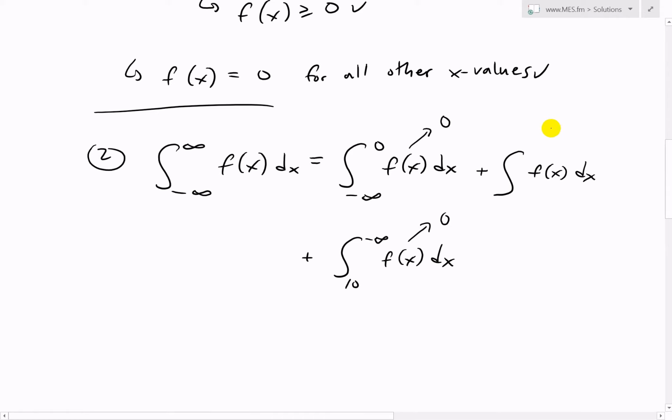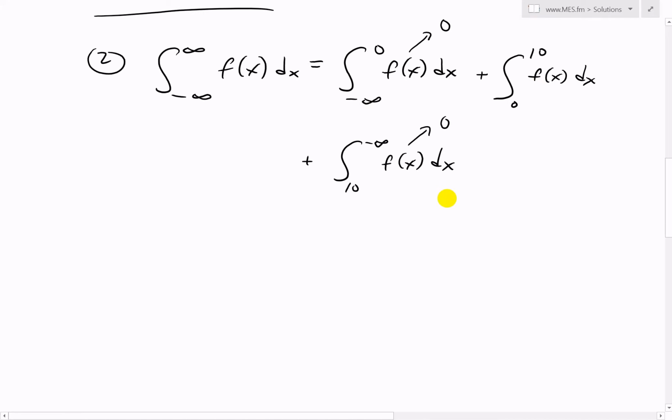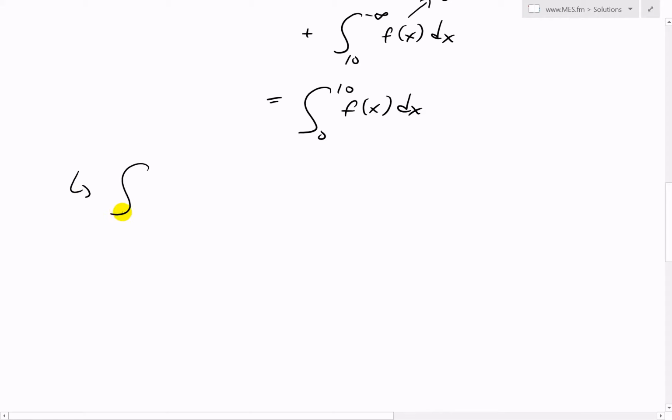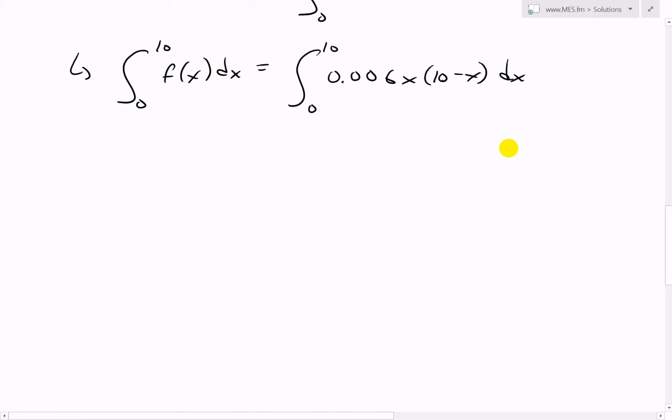So we only need to deal with this one. Actually, here I made a mistake; this is from 0 to 10, it's the other way around. The only one we need to deal with is this one, and we need to make sure it equals 1. It equals the integral from 0 to 10, because everything else is 0, of f of x dx. For completeness' sake, let's plug in our formula: the integral from 0 to 10 of 0.006 x times 10 minus x dx. 0.006 is a constant, so we can take that out of the integral.